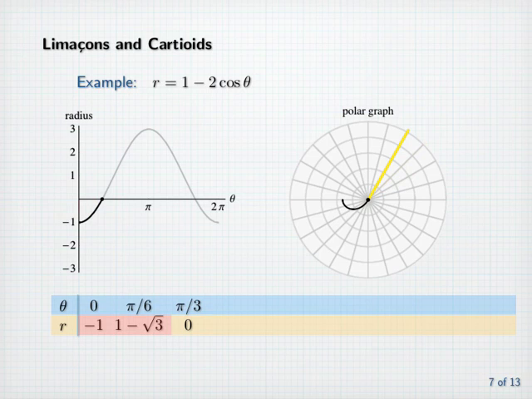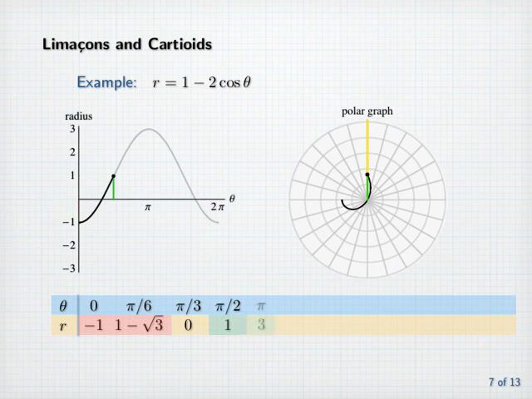Now, for theta between pi over 3 and 5 pi over 3, r will be positive. When theta equals pi over 2, r equals 1. So as theta goes from pi over 3 to pi over 2, points on the graph move away from the origin, arriving at the y-axis at the point where y equals 1.